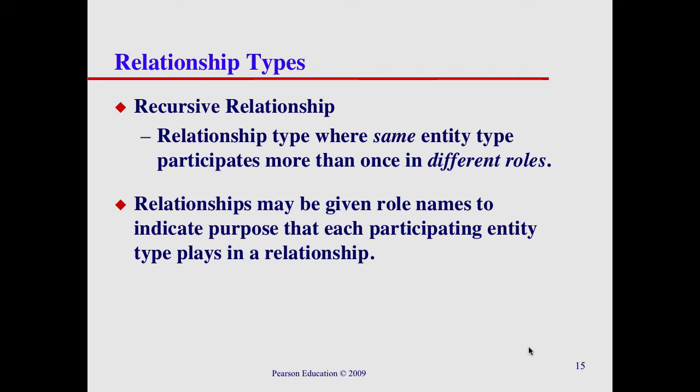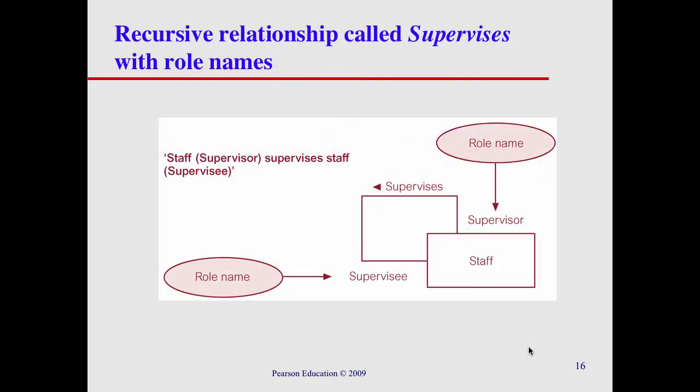Okay, we can also have recursive relationships where the same entity is on both sides of the relation. So here's an example. A staff member may have a manager. So we may have the relationship of a staff member supervising a staff member. So that is called a recursive relationship because both sides of the relationship have the same entity.